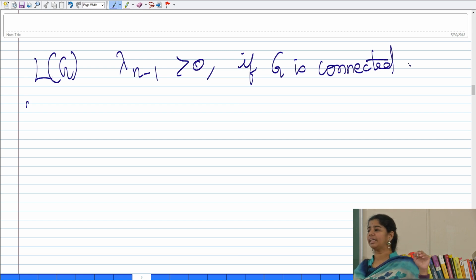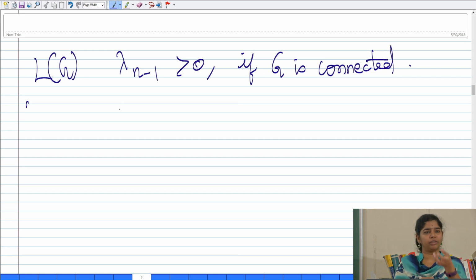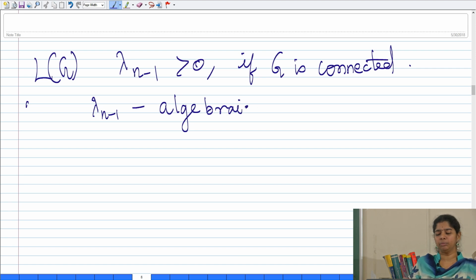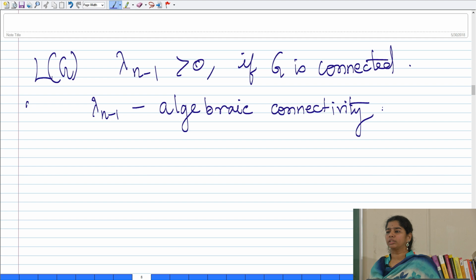In fact, this quantity has a very special name in the theory. We call this the algebraic connectivity of the graph, because it determines whether your graph is connected or not. So, lambda n minus 1 is also called the algebraic connectivity. And let us now look at the eigenvector of this second smallest eigenvalue. What information can we get out of this?